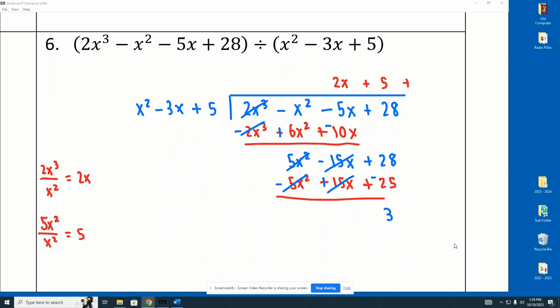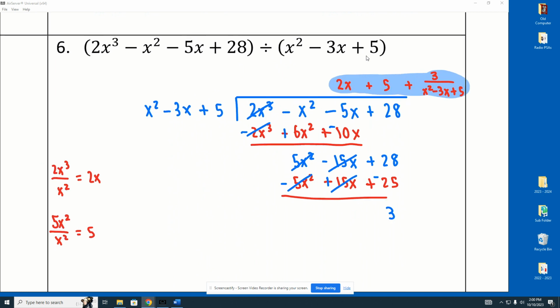So again, what do we do with that remainder? We put it over the entire divisor. So sure enough, the denominator is x squared minus 3x plus 5. So that's the entire answer. 2x plus 5 plus 3 over x squared minus 3x plus 5. So there you have it.